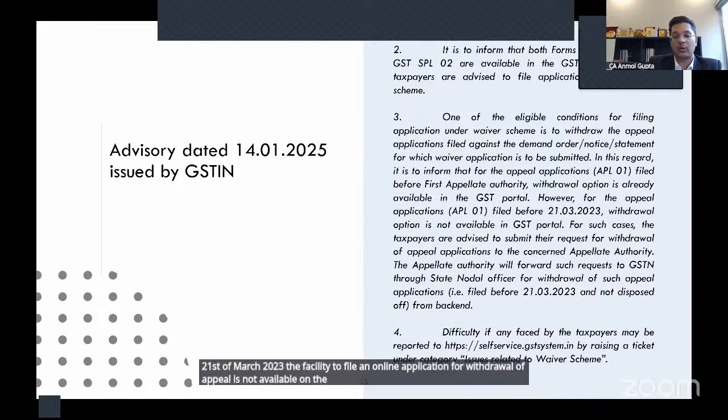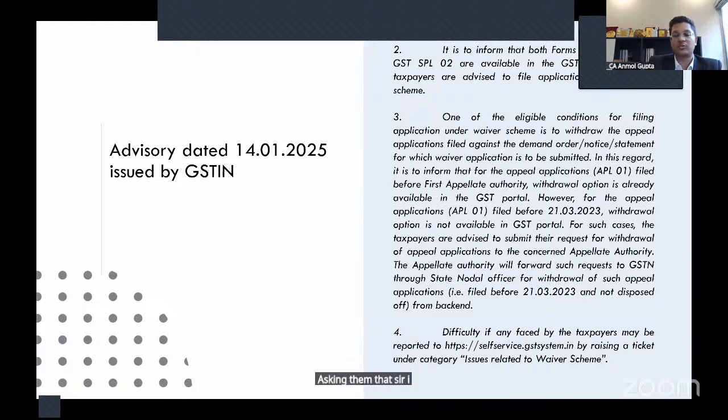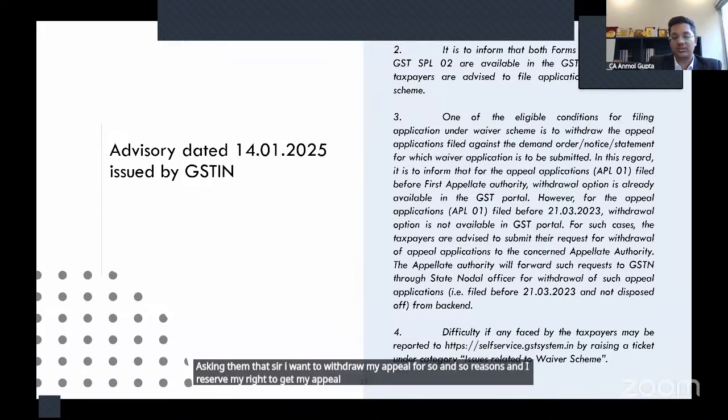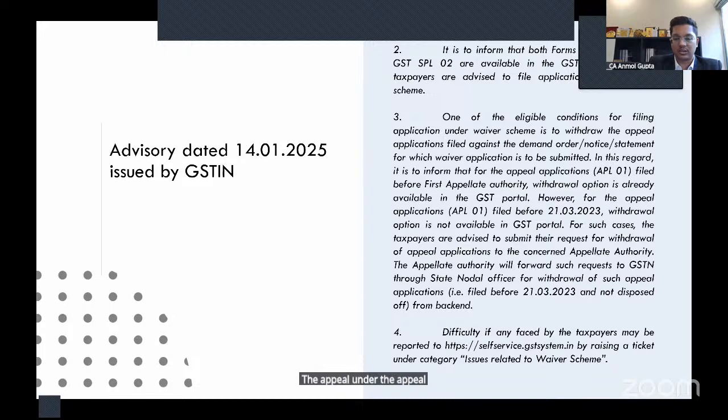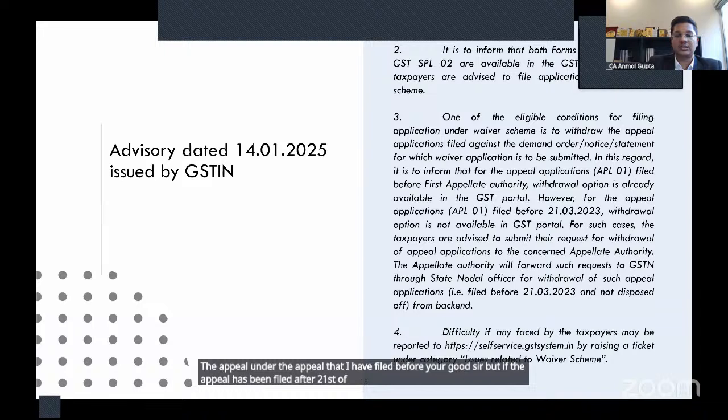You need to file a manual application, a request letter before the appellate authority, saying: sir, I want to withdraw my appeal for so and so reasons, and I reserve my right to get my appeal restored if I'm not eligible for the scheme. If I'm eligible for the scheme, I wish to withdraw the appeal that I have filed before your good self. But if the appeal has been filed after 21st of March 2023, you can file an application in Form APL-01W for withdrawal of appeal on the GST Common Portal itself.